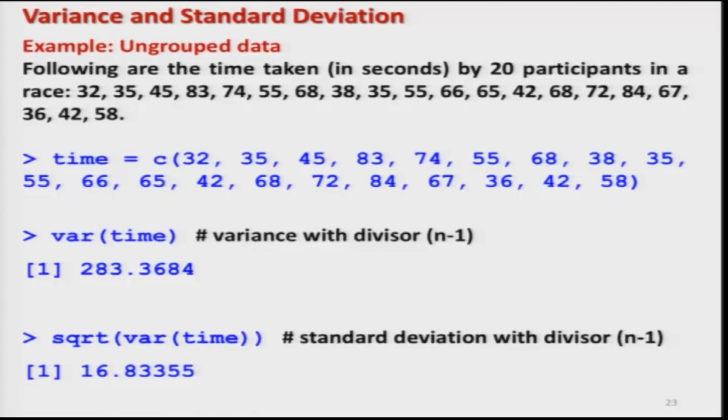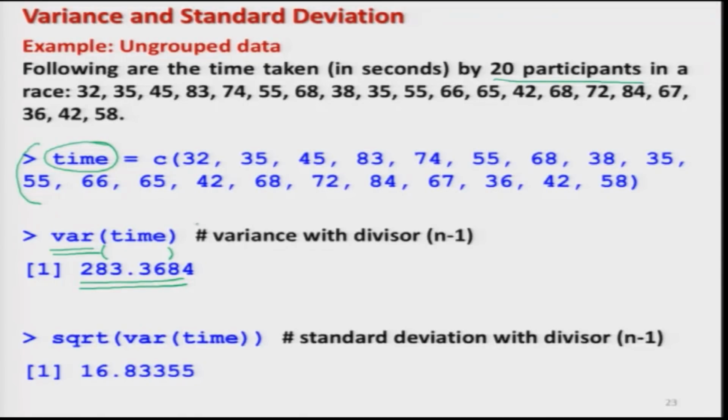Now, I take the same example, the same data set that I considered earlier, where we have the data of 20 participants who participated in a race and the time taken to complete the race was recorded. This data is stored here in this data vector. Now, I try to find out the variance of this data vector, and I use the command var, and inside the argument the name of the data vector, that is time, and I get here this value 283.3684.